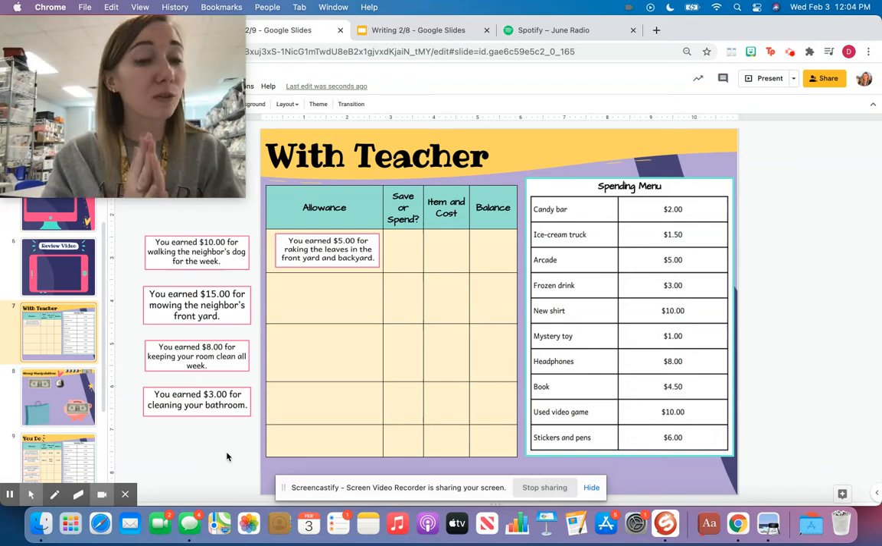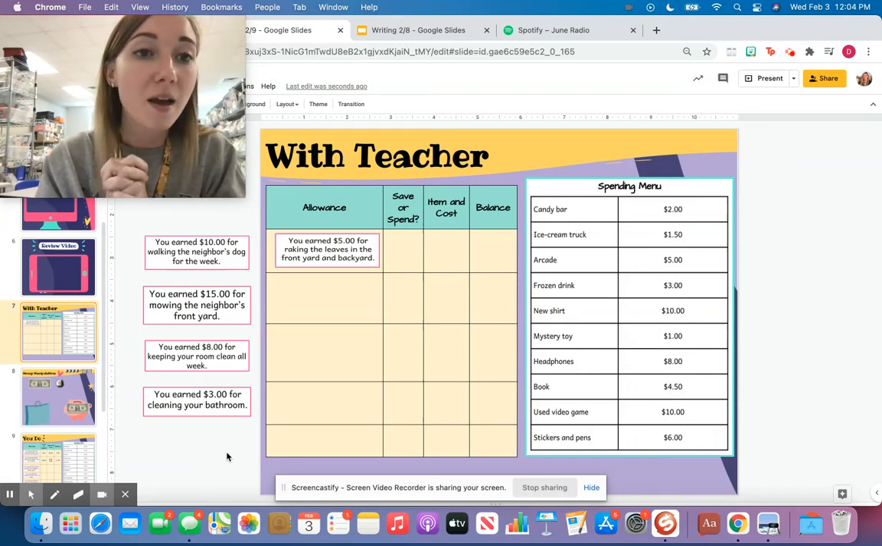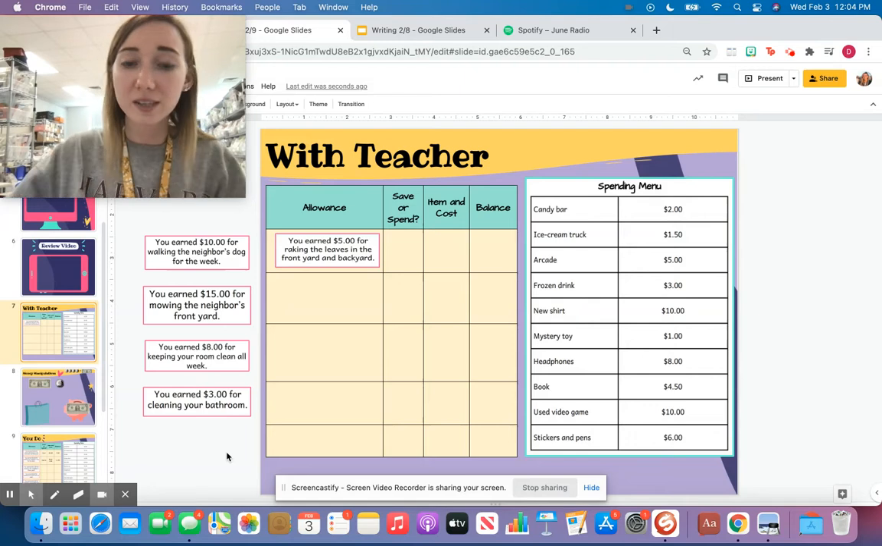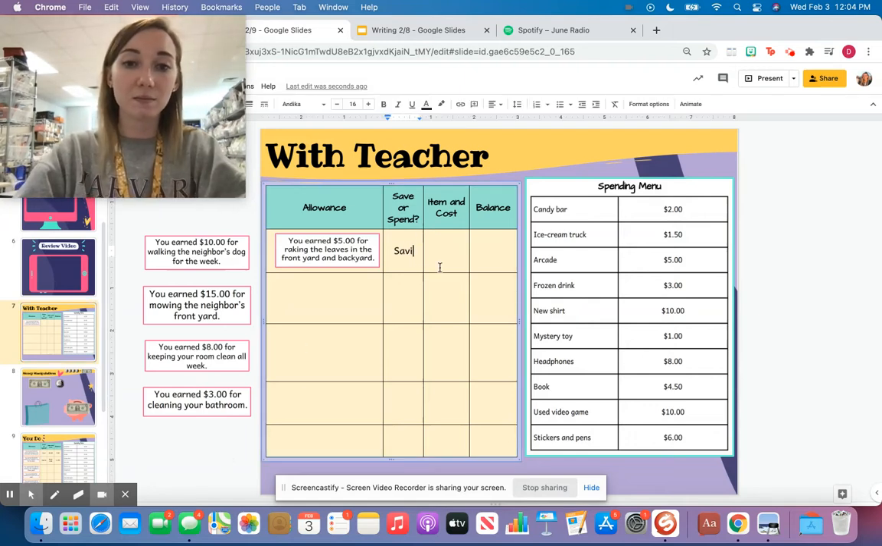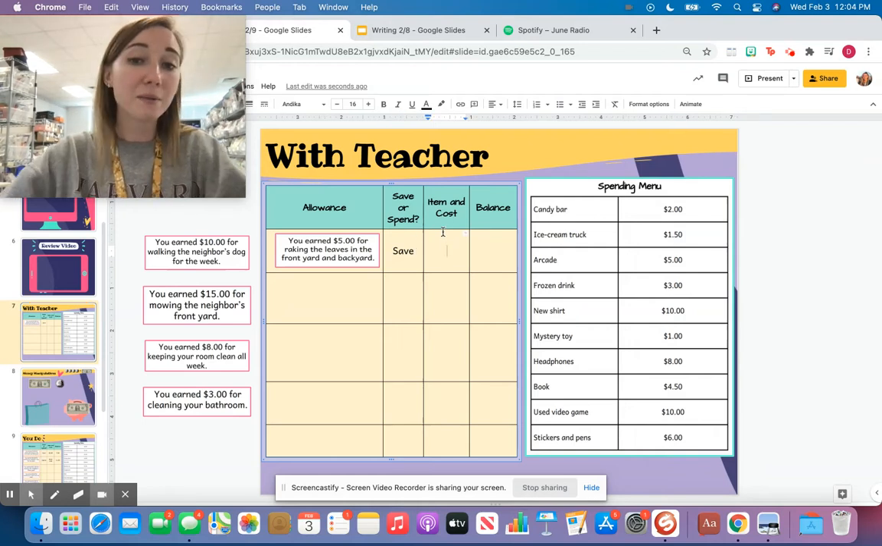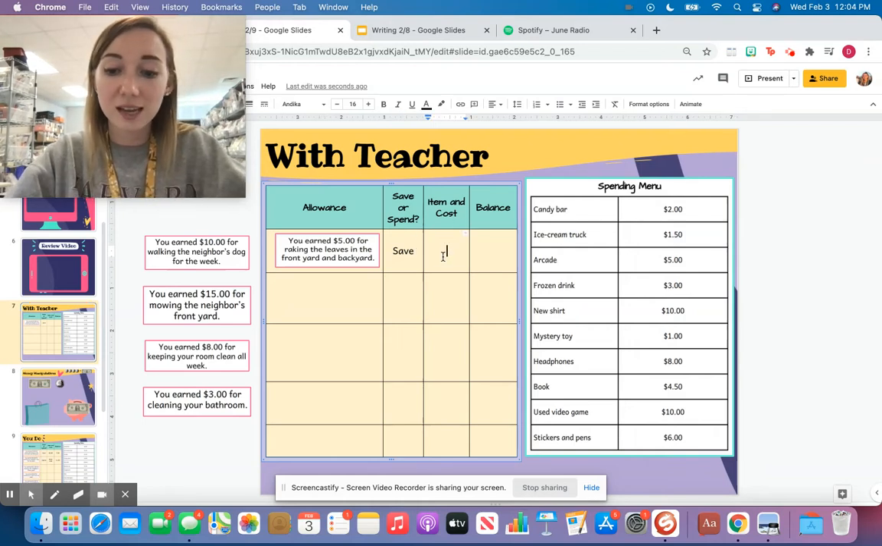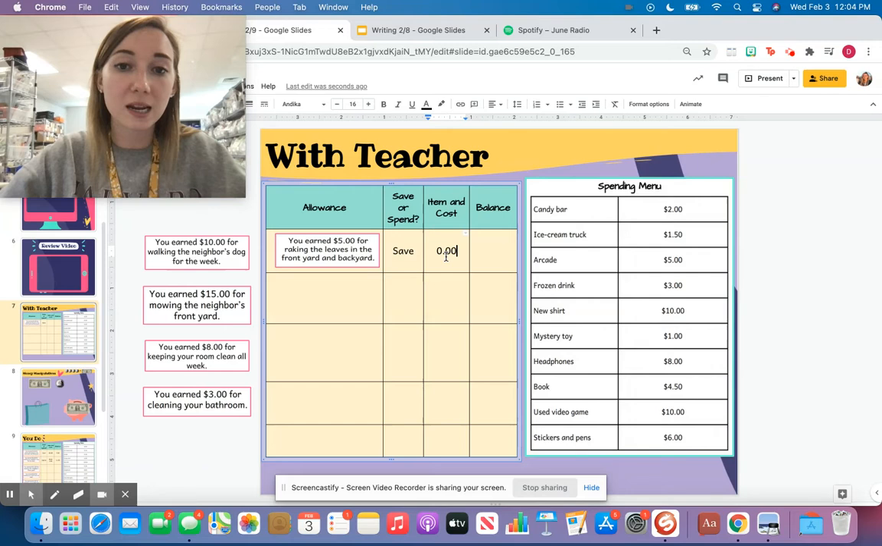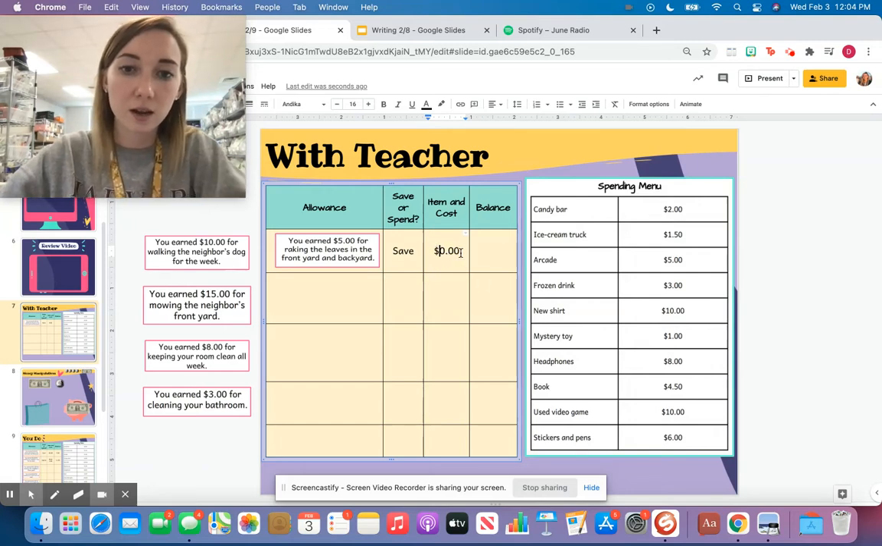And you know what? I agree with that. I'm going to save my money because this is my first $5. I don't have anything else. So I'm going to write, I am saving it. Save. I'm not buying anything, so I'm just going to leave this at 0. I'm not spending any money. $0 and 0 cents. Because I'm not getting an object.